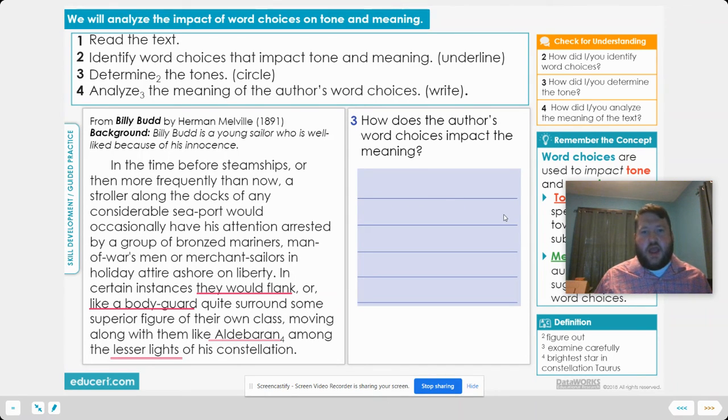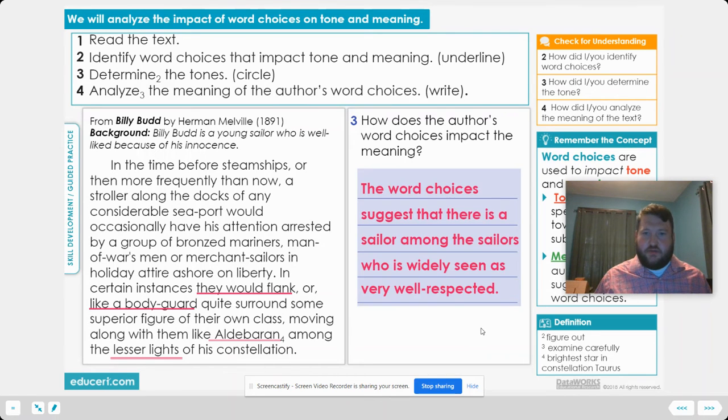Then, having had them do that, we would go through and reveal here. The word choices suggest that there is a sailor among the sailors who is widely seen as very well respected, someone that people would look up to here. Okay, and that would probably end this section, or I guess the collaborative section that I would have set up.